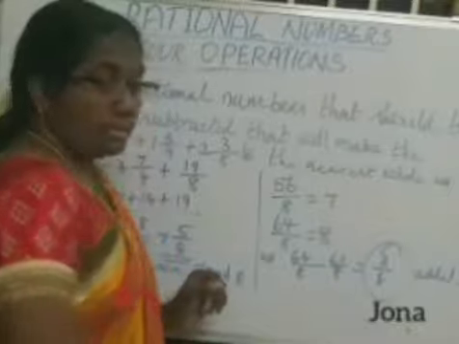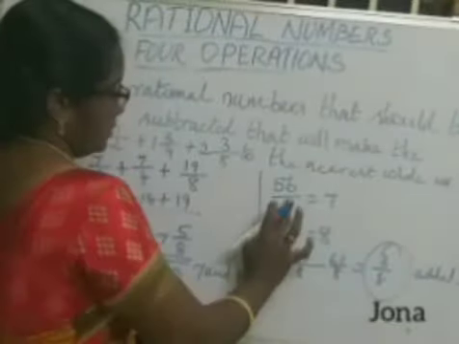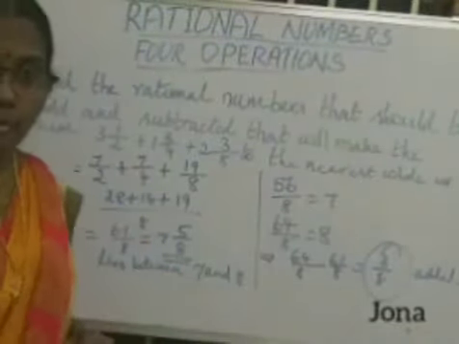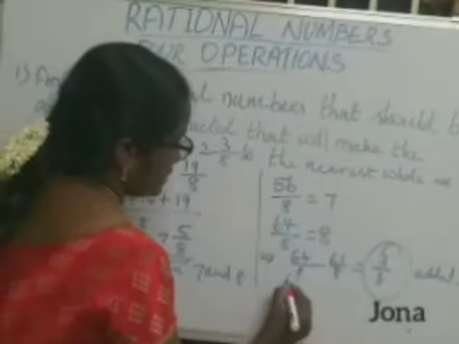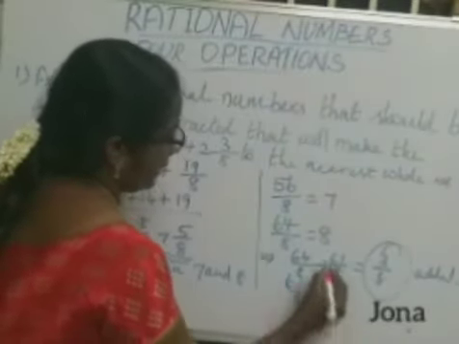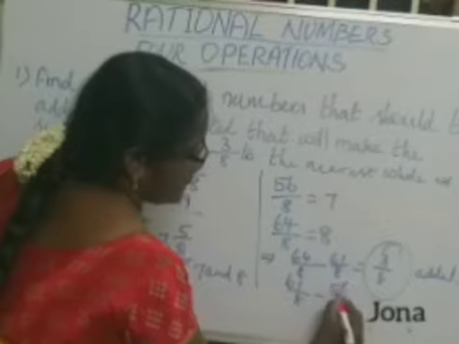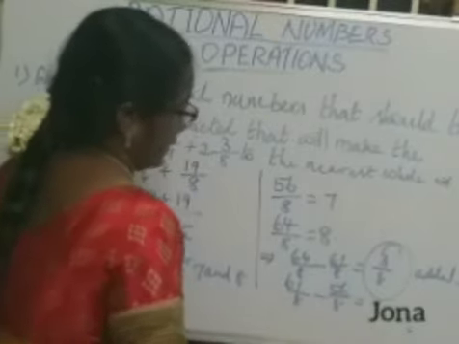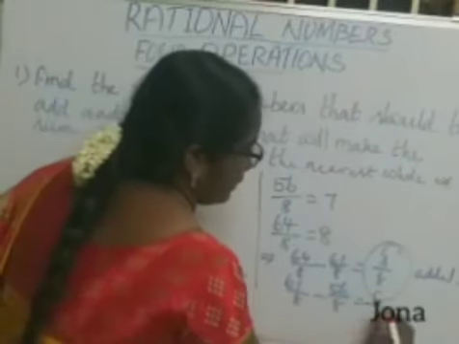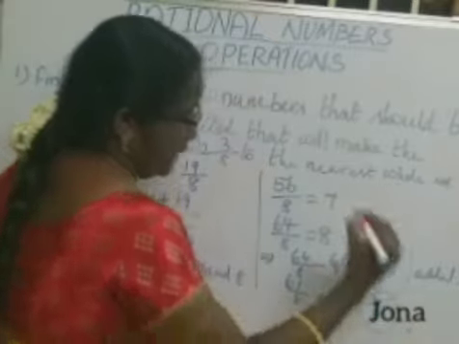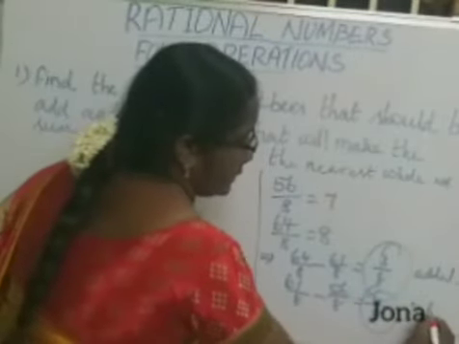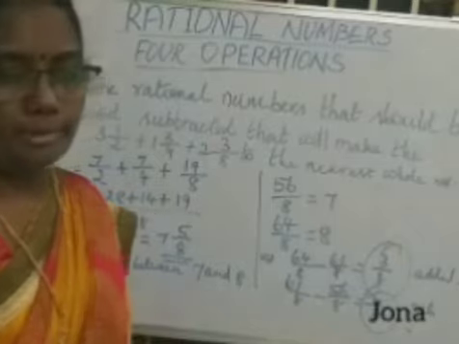Okay, and which number should be subtracted to get the nearest whole number? Here, the same 61 by 8 minus this 56 by 8, so that I get 5 by 8. So this 5 by 8 should be subtracted from this number.